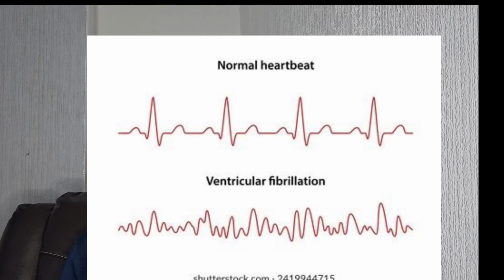Now, let's quickly look at the possible complications of myocardial infarction. Within the first 24 hours, there are going to be arrhythmias. So atrial fibrillation, ventricular fibrillation, that we said the most common one is VFib. That can be a complication of MI. Then there can be cardiogenic shock. Cardiogenic shock is a shock resulting from an issue with the heart itself.